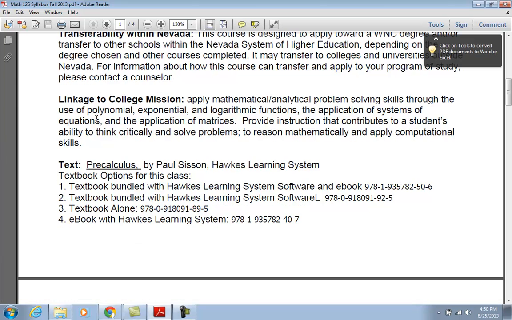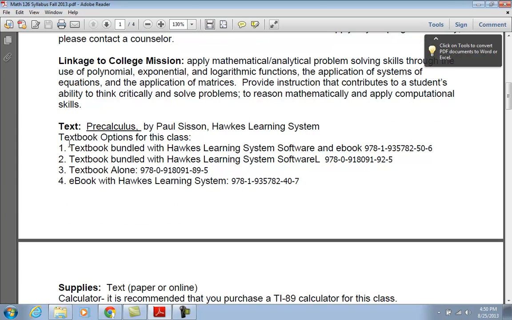The linkage to the college mission is to apply mathematical analytical problem-solving skills through the use of polynomial, exponential, and logarithmic functions, the application of systems of equations, and the applications of matrices. Provide instructions that contributes to a student's ability to think critically and solve problems, to reason mathematically and apply computational skills.